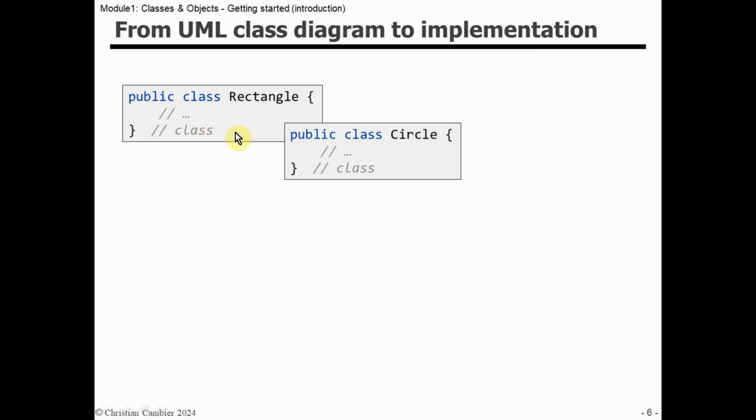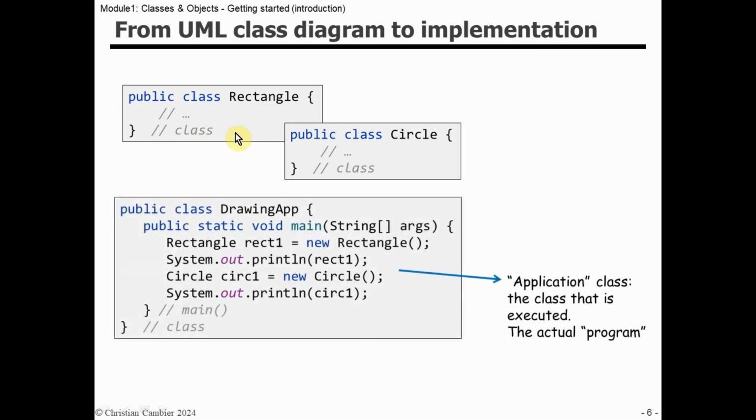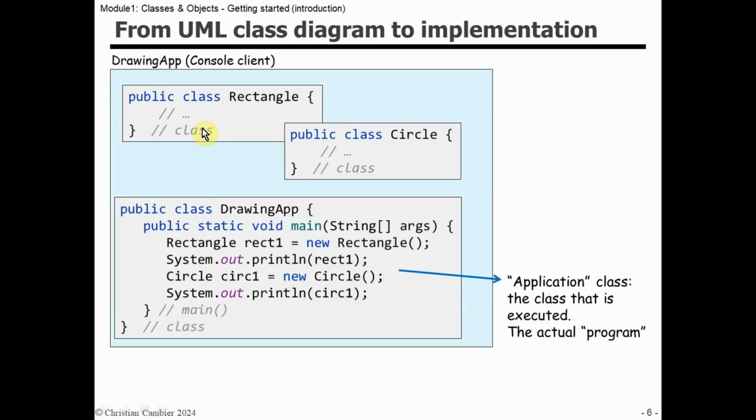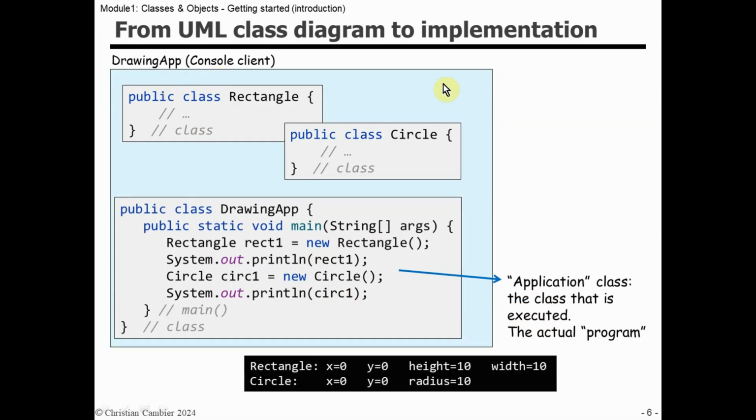Then use those classes in a separate class called the application class or App, which is then going to use the Rectangle and Circle classes as it pleases. This is the class that gets executed, the actual program. And we can package everything in a console application, and when executed, the outputs will look something like this.